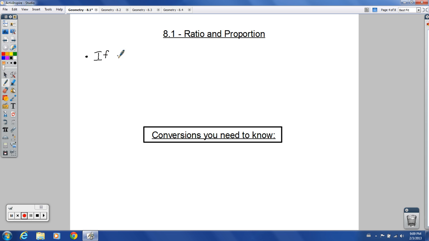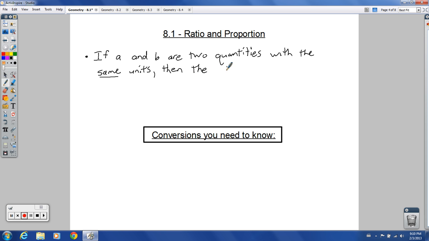If A and B are two quantities with the same units, and that's very important. They have to have the same units. We're defining a certain word here. So if they have the same units, then you can define a ratio. This is the definition of ratio.